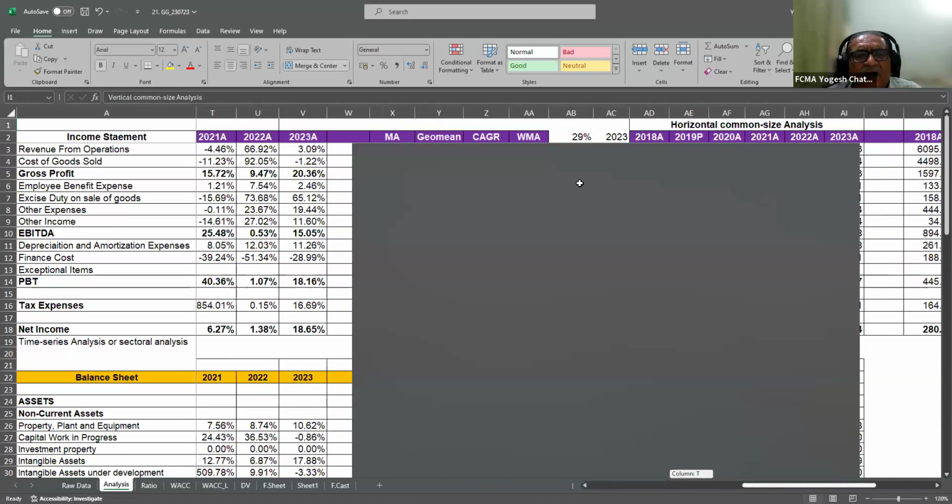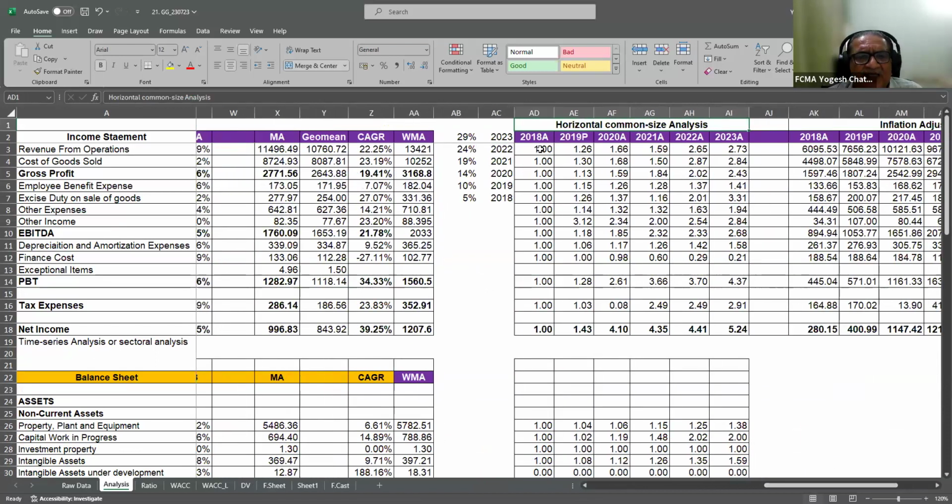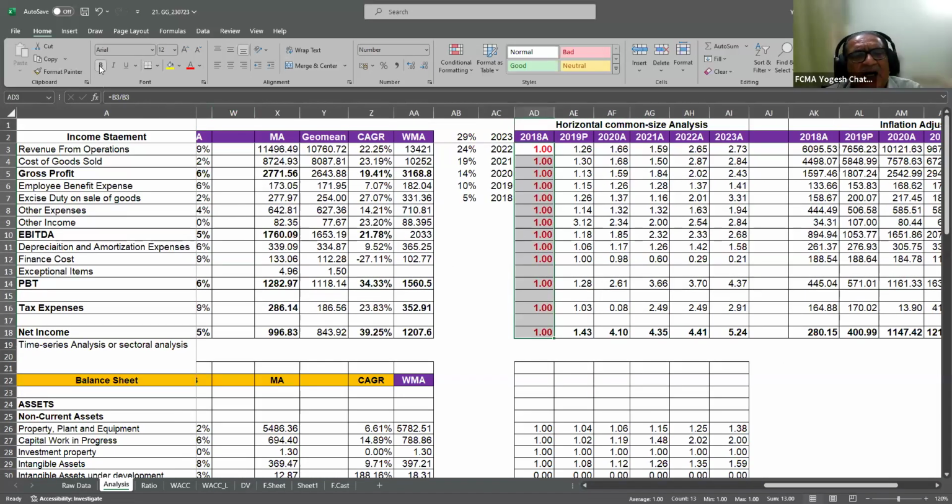Then what we can do is the horizontal common size analysis of the financial statement. There, we select a base year. Here, we have taken 2018 as the base year, and all other subsequent years' earnings and costs we have compared with the base year. So as you can see, 2019 is 1.26 times, and 2020 is 1.66 times of 2018.